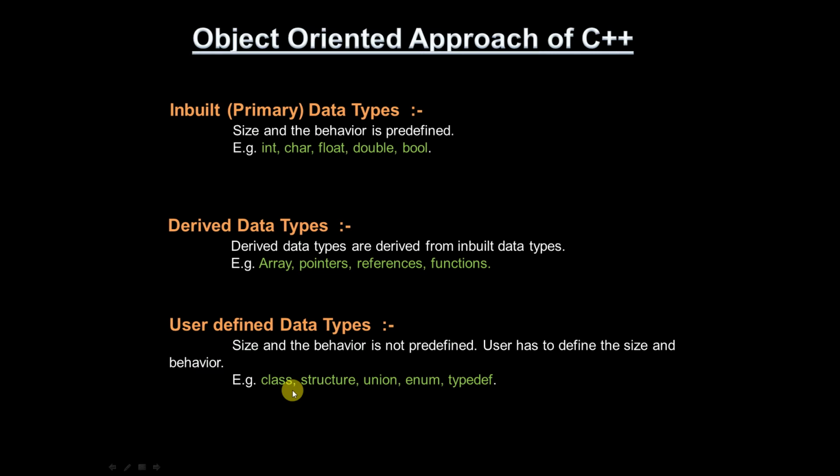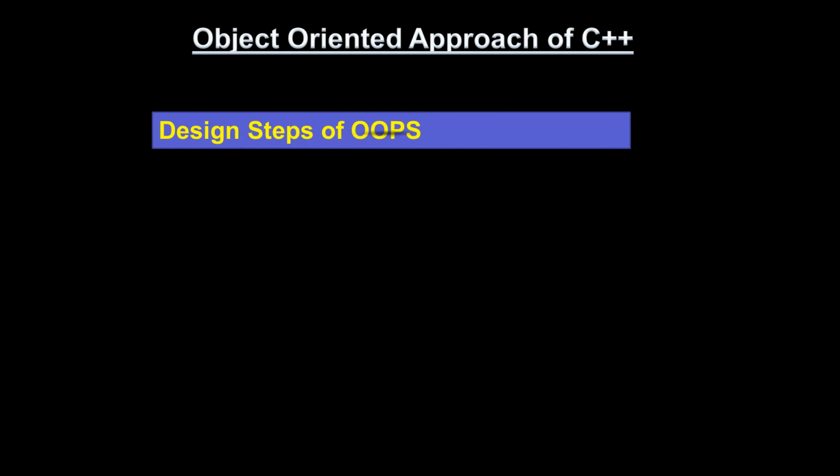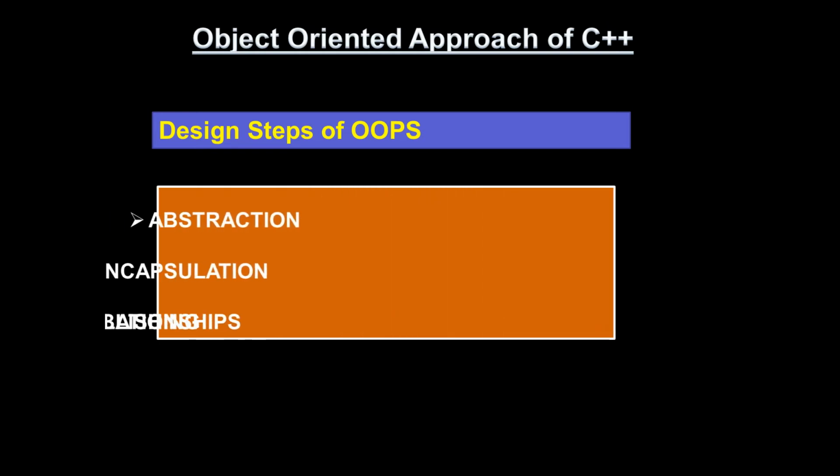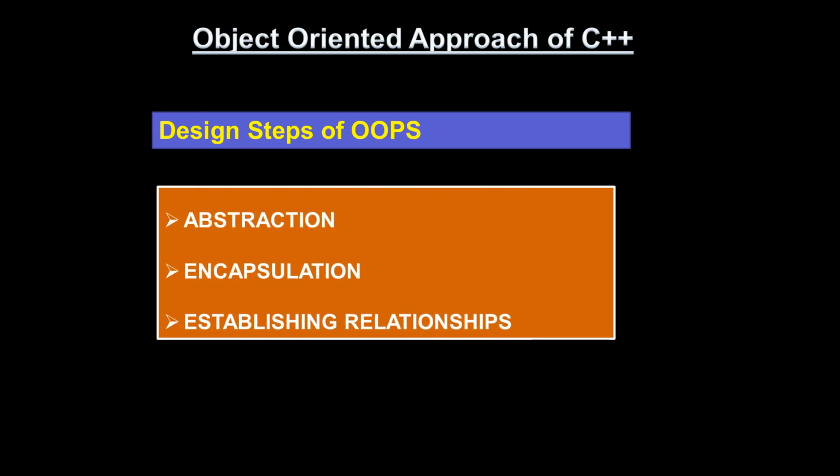Whenever you are designing any object oriented programming language project, you have to follow some design steps. So what are those design steps? We have 3 design steps: abstraction, encapsulation, and establishing relationships.